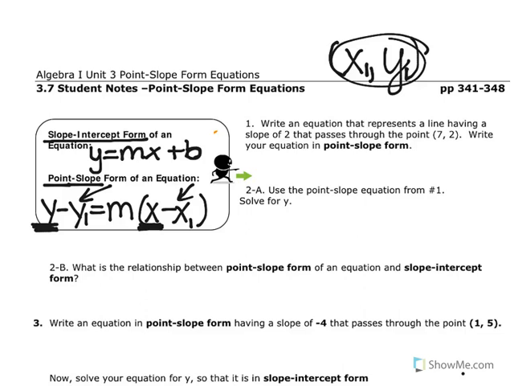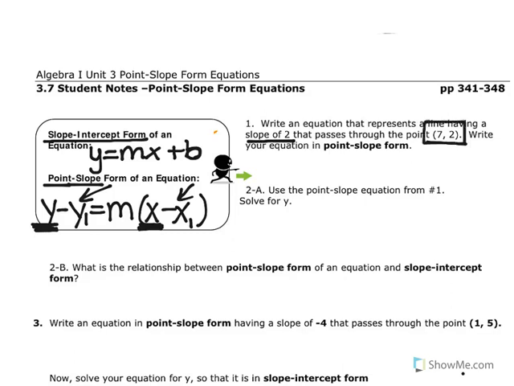So let's look here. It says write an equation that represents a line having a slope of 2 and a point of 7, 2. Write it in point-slope form. Now notice that the point 7, 2 is not the y-intercept, because the y-intercept would have x as 0, so we know it's not the y-intercept. But we do have a point and we have the slope, and if you have a point and a slope, you can use point-slope form.